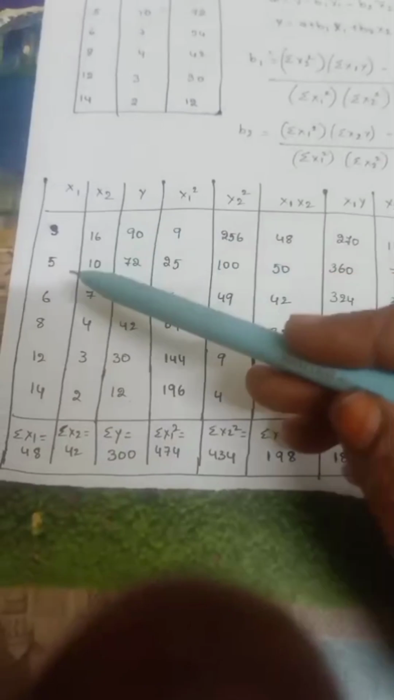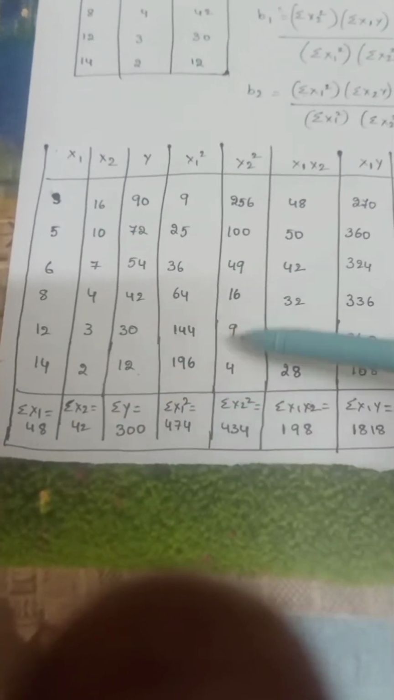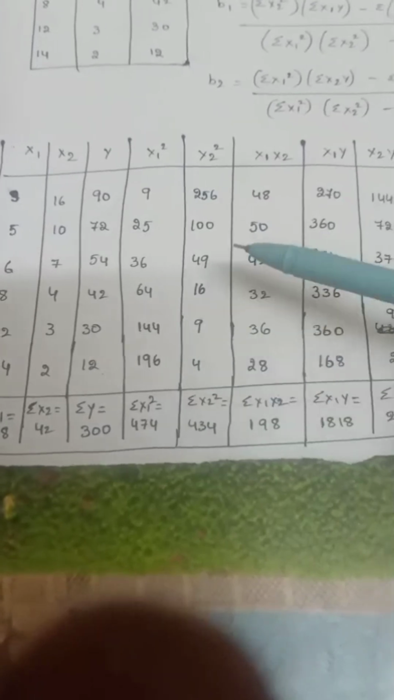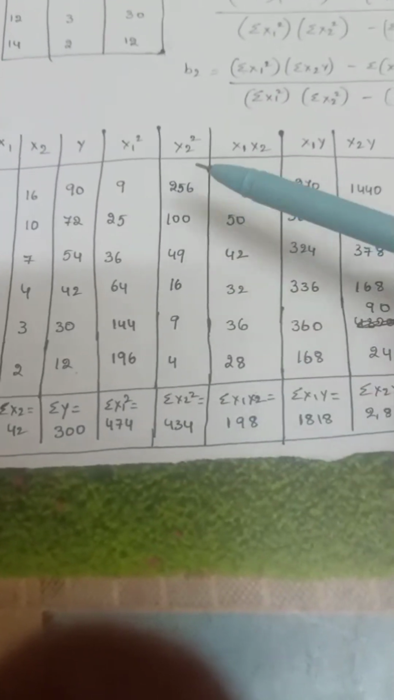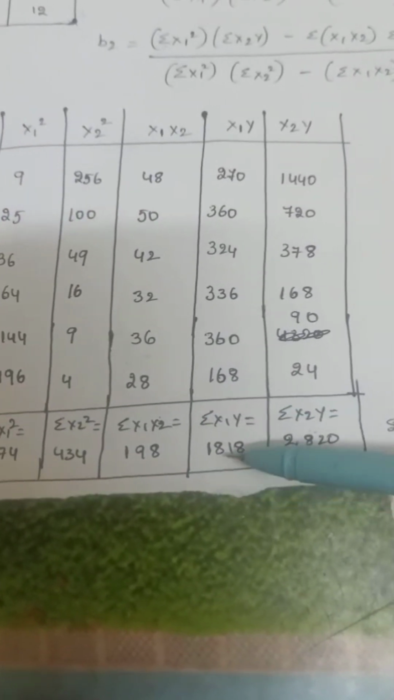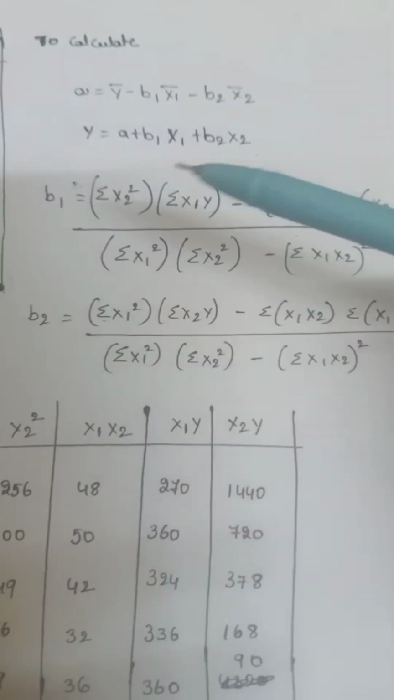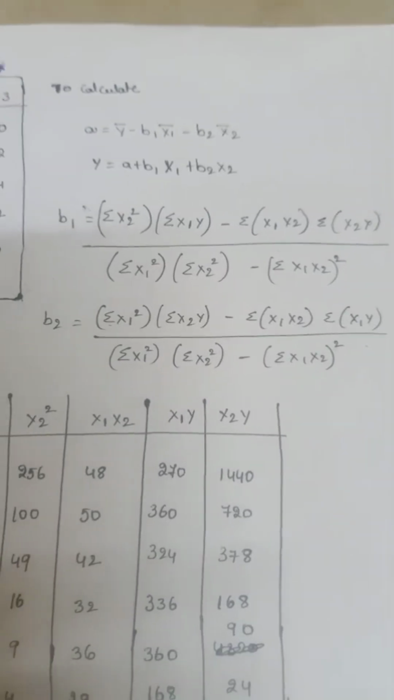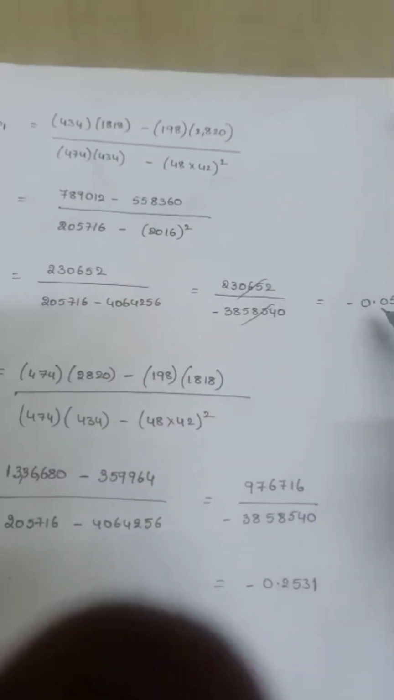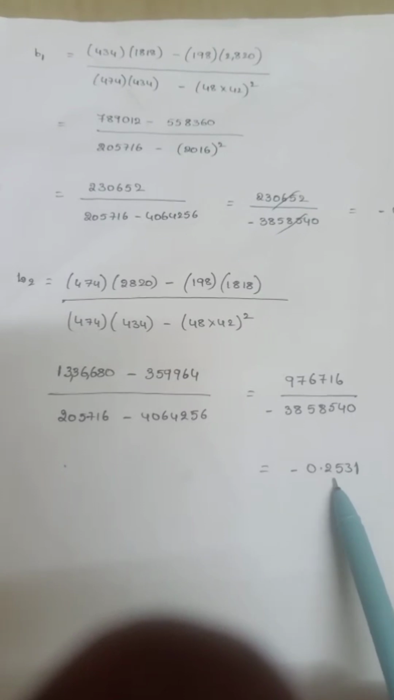Then we have to calculate the values. Summation x1 is equal to 48, summation x2 is equal to 42, summation y is equal to 300, summation x1 square is equal to 474, summation x2 square value, and summation x1 x2 is 198, summation x1 y 18, summation x2 y 2820. Now we are going to substitute the values in b1 and b2. When we substitute the values, we get the b1 value equal to minus 0.059 and the b2 value equal to minus 0.2531.